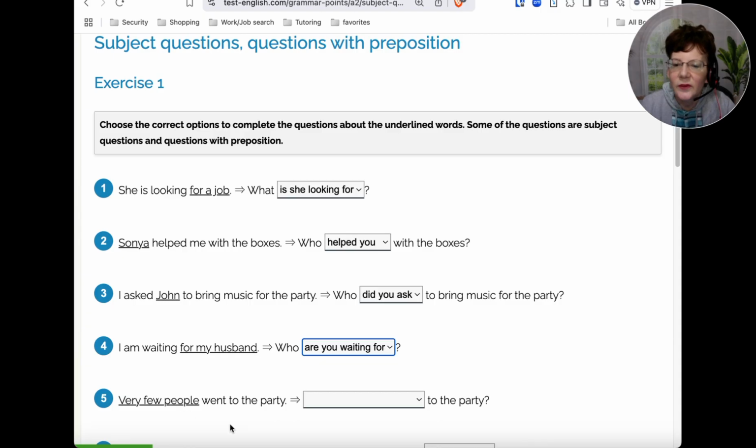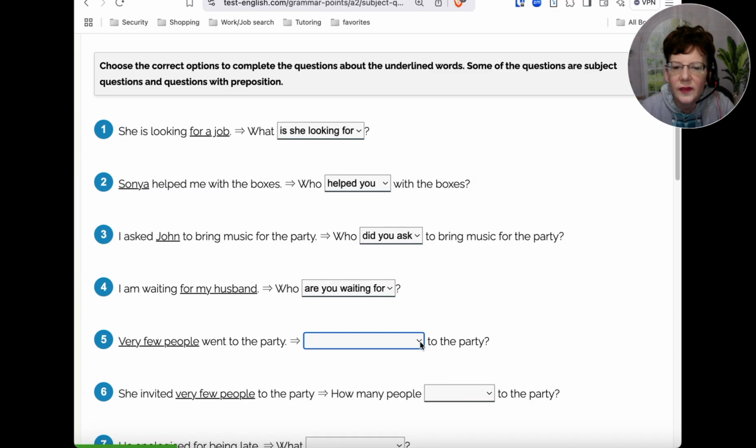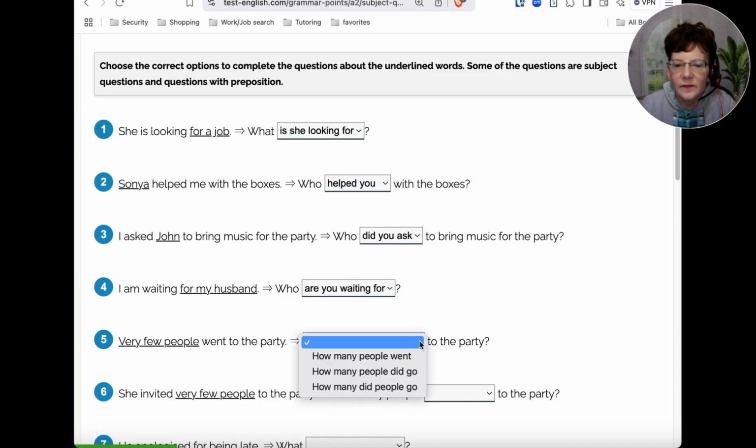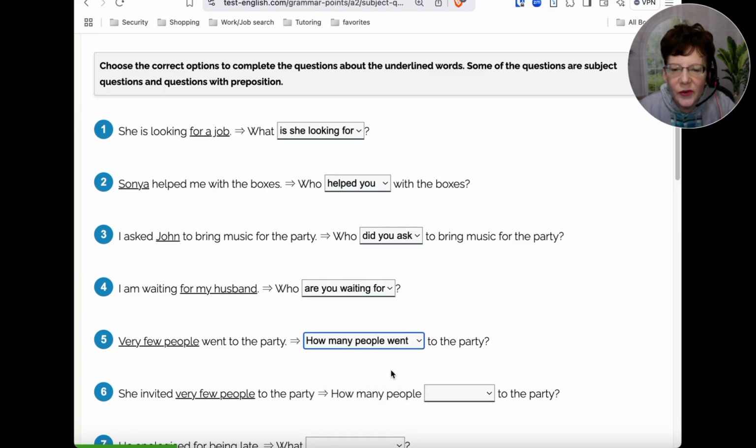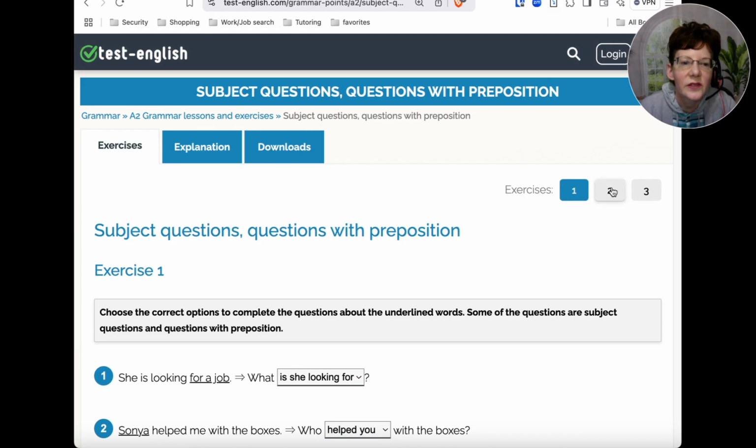Let's try number five. "Very few people went to the party." All right, last one. Actually, let's go up a little bit, scroll up. Okay, so how many people went? How many people did go? Or how many did people go? So they're asking about the subject. It says "very few." So the first one, if you chose that, "How many people went?" You are correct.